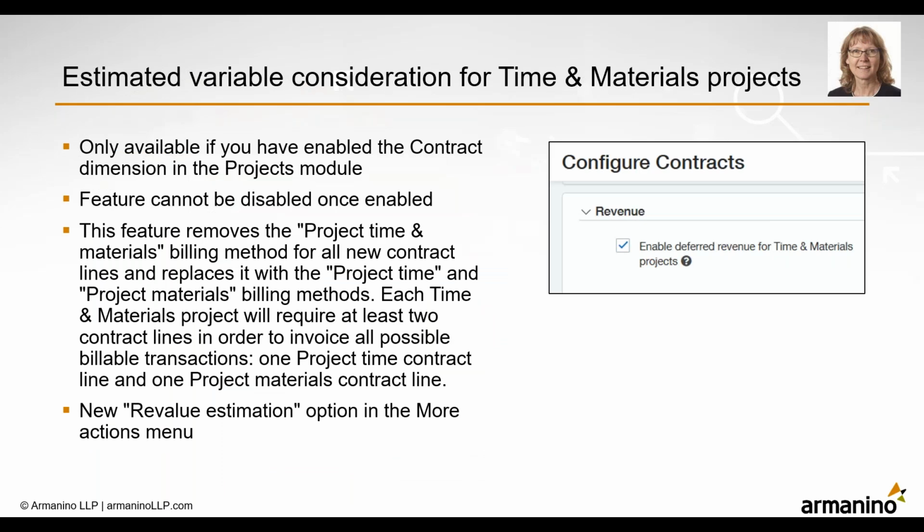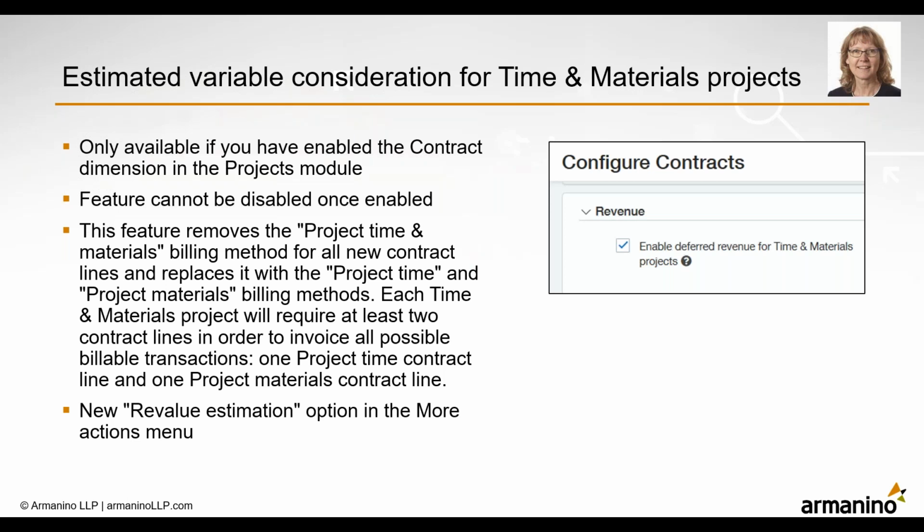Another one is there is now an estimated variable consideration for time and material projects. This is obviously only available if you do have the contract dimension populated in the project module. And of course, you would have to have the project module as well. So if you have both projects and contract, this would work. It cannot be disabled once it is enabled. So once it's turned on, you cannot turn it back off.